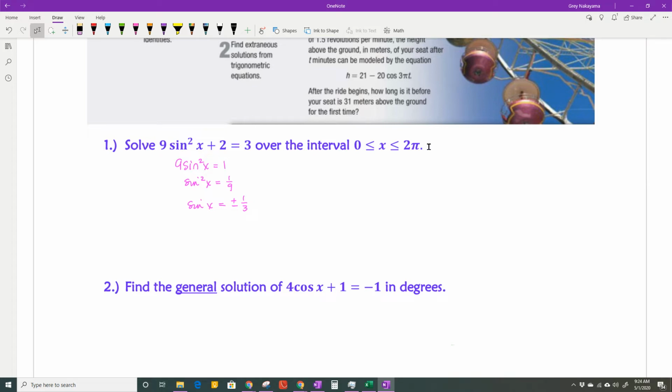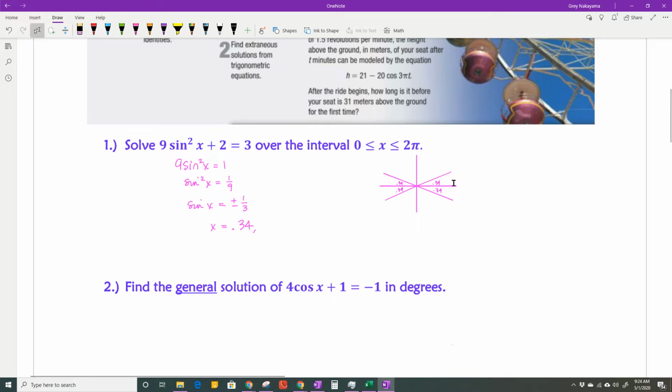Okay, now I find it very helpful to have a visual. So if sine of x equals plus or minus 1/3, then I'm going to remember that the sign is positive in the first two quadrants and negative in the third and fourth quadrants. Okay, so when you put it in your calculator, the first number it's going to give you for x is 0.34.